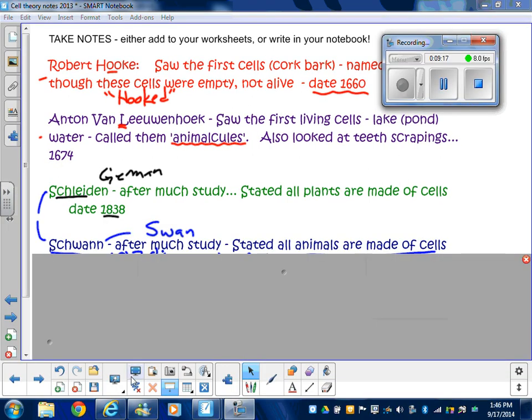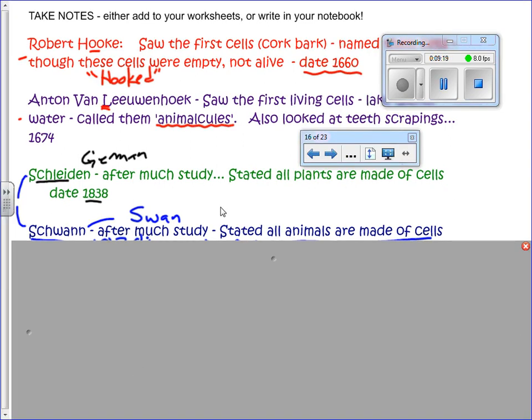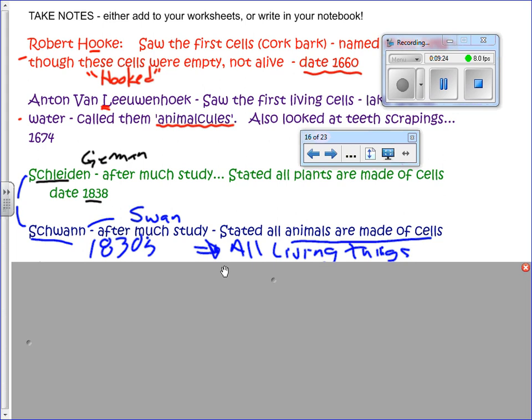All right, so now we have Schwann. And after much study, and if you notice, the year is 1839, so it's almost the same time period. Well, it is the same time period, which makes sense. So these guys are all doing research at the same time. They come up with very similar hypotheses, pieces of the theory.